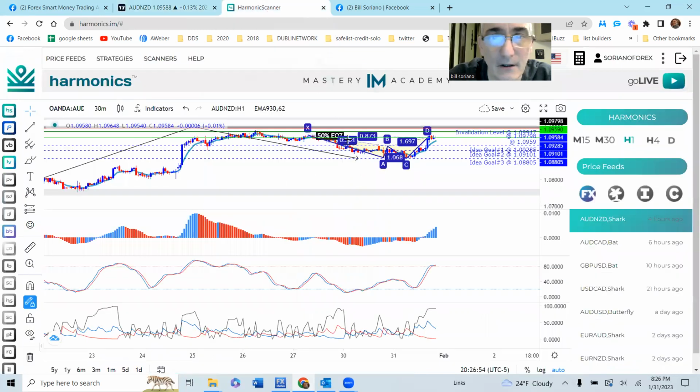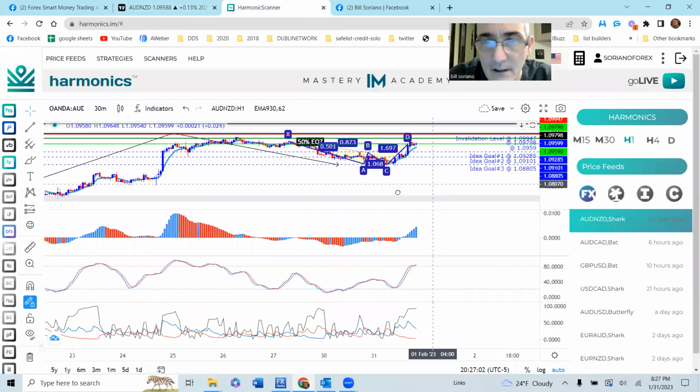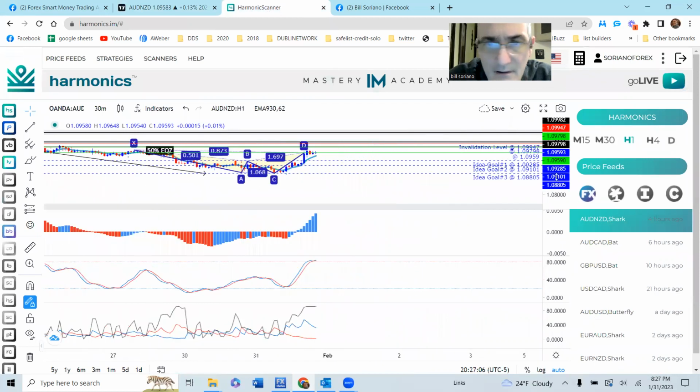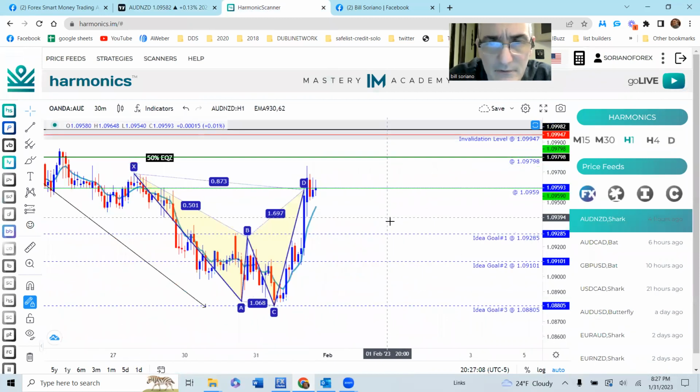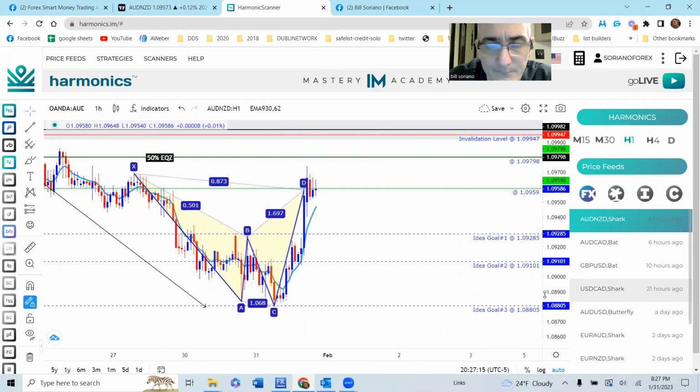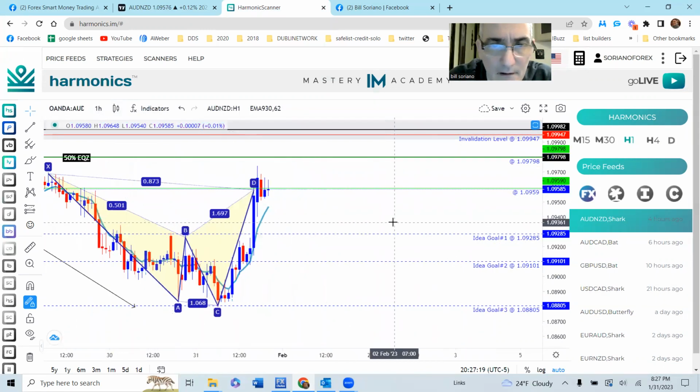So if we go back to the harmonic scanner, and again, we're in AUDNZD here. Let's just do this real fast. We could see where price is at. If we drop down to the 1-hour, looks like that's what we were on.